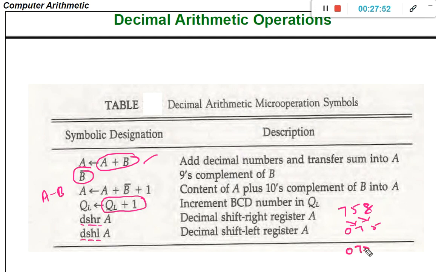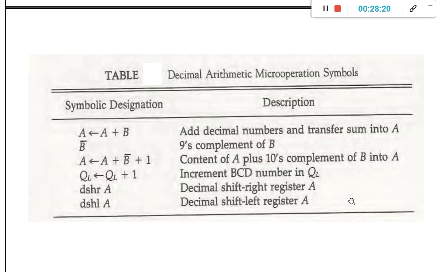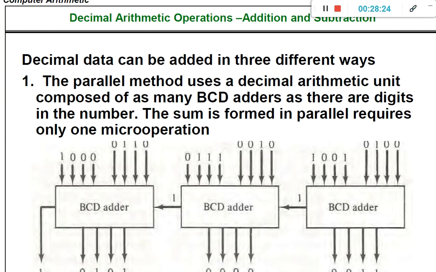So 075 is the decimal shift left, decimal shift right. So if you want to perform decimal shift left, this 5 will come here, this 8 will come here, this will be filled with 0. 580 will be decimal shift left. So the same logic applies for both the binary as well as the decimal numbers. However, here we are working with the decimal numbers rather than the binary numbers. Okay, so these are the basic decimal arithmetic micro operations we are going to perform.